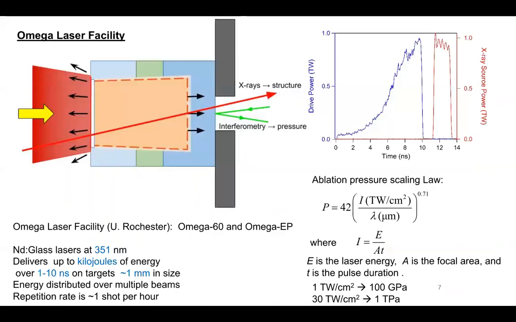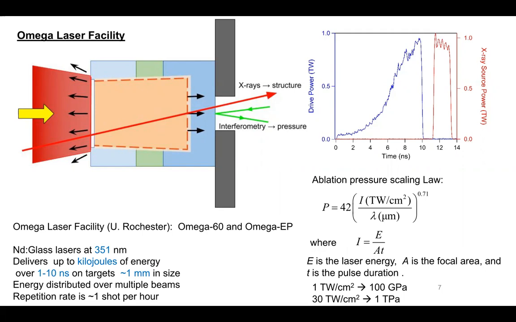So the experiments that I'm going to talk about here were mostly performed at the Omega Laser Facility at the Laboratory for Laser Energetics at the University of Rochester. Omega consists of two laser systems, Omega 60 and Omega EP, and both of them are useful for ramp compression experiments. Omega 60 is a laser with 60 individual beams, each of which can be timed and positioned differently. And Omega EP is four separate lasers, again, each with independent controls.